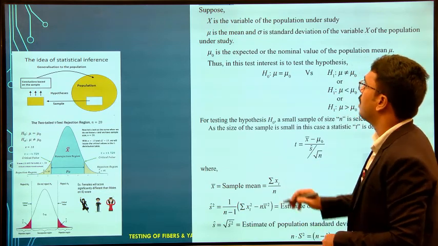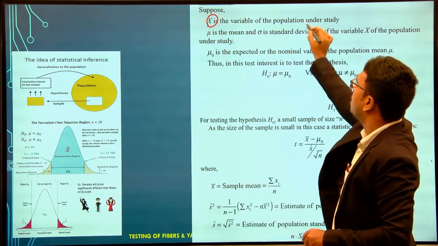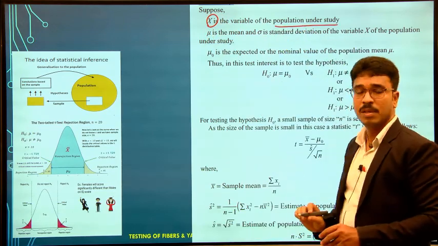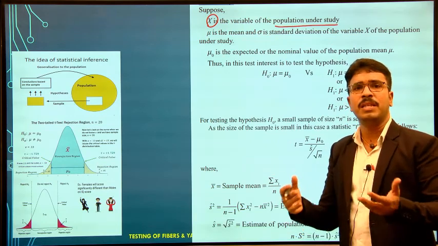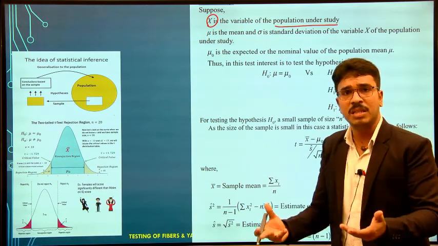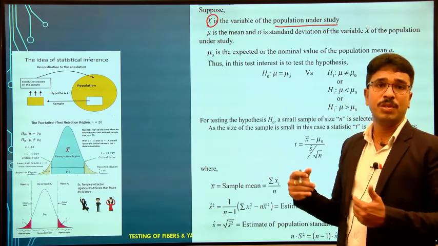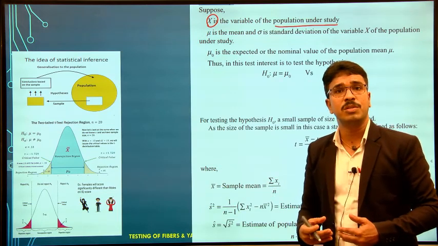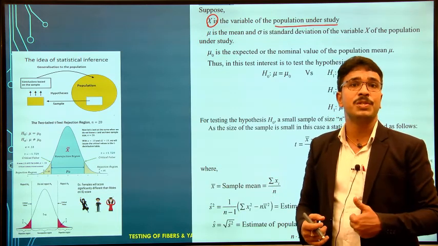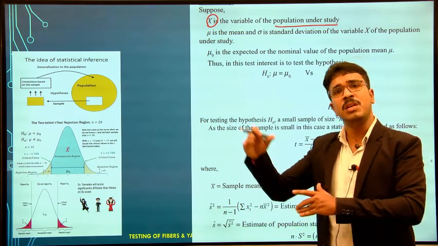Now you see, suppose X is a variable of the population under study. That may be anything. That may be the strength of the yarn you have produced, the count of the yarn, the twist per inch of the yarn, or the fastness properties of dyed fabric. It is a variable about the population.